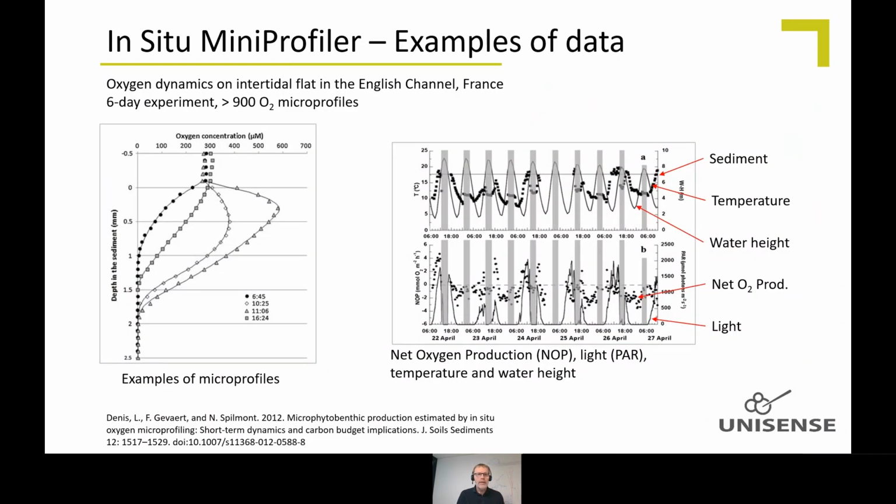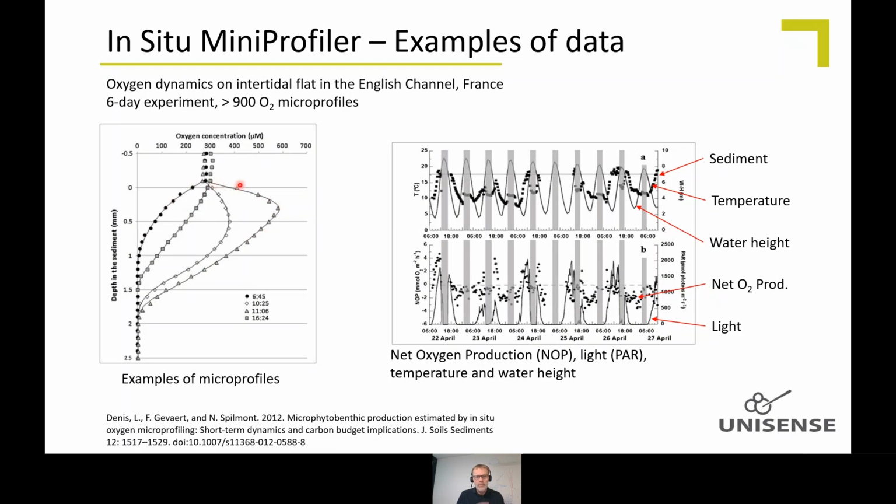Let me come with some data examples. Here the mini profiler has been used on an intertidal flat in the English Channel in France. For 6 days, they were continuously profiling, getting 900 oxygen microprofiles. Here are some examples of the microprofiles. This is a microprofile in dark, and this is one close to noon, so in daylight.